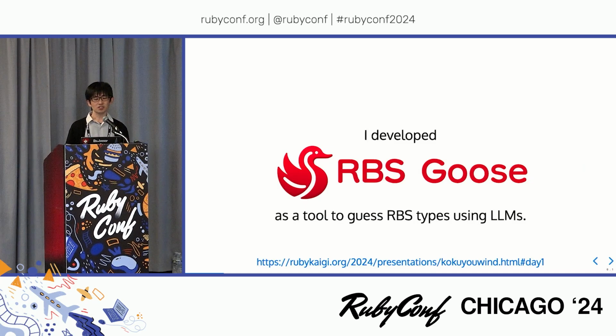As an example of using LLMs for type inference, I developed RBS Goose and presented it at the previous RubyKaigi. It infers RBS type definitions from Ruby code using LLMs. I named it Goose, which sounds like guess, because its behavior is more like an intuitive guess than a logical inference.